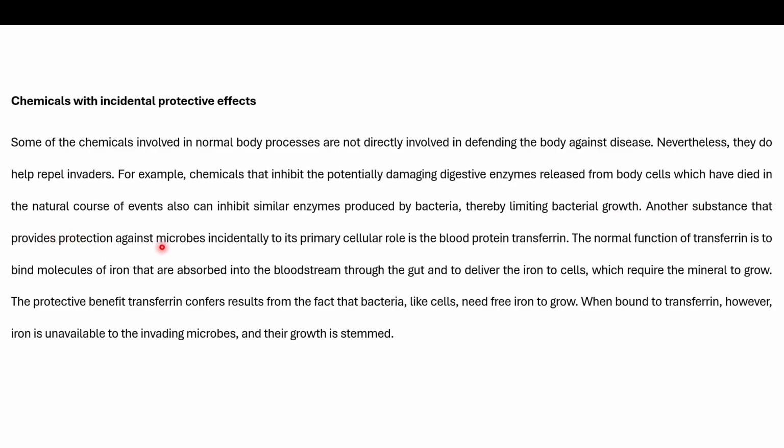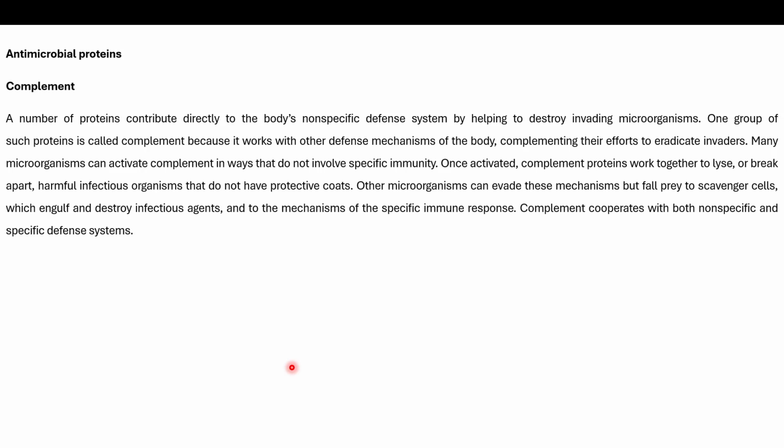There's another substance that provides protection against microbes incidentally to its cellular role. There is a blood protein called transferrin. Its normal function is to bind molecules of iron that are absorbed into the bloodstream through the gut and to deliver the iron to the cells, since iron is required in general for cellular metabolism. However, the protective benefit transferrin confers results from the fact that bacteria, like cells, need free iron to grow. When iron is bound to transferrin, the iron is unavailable to the invading bacterial cells, and their growth is stopped.